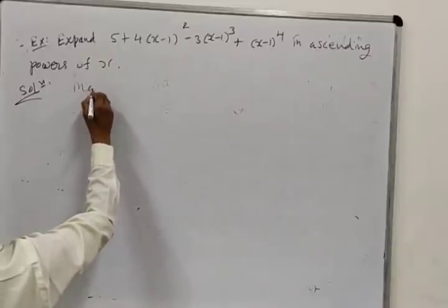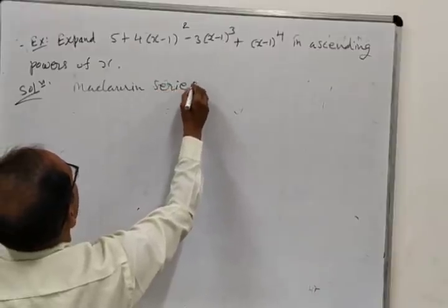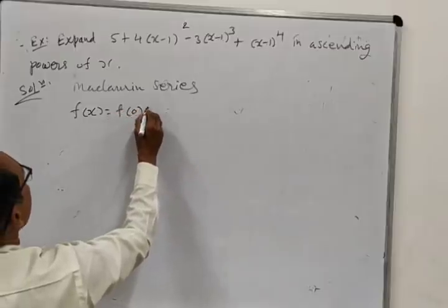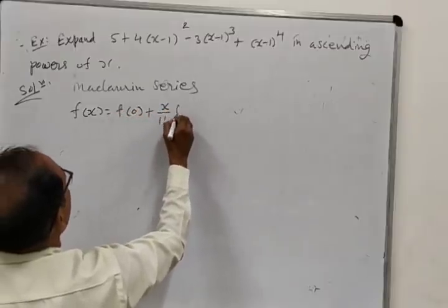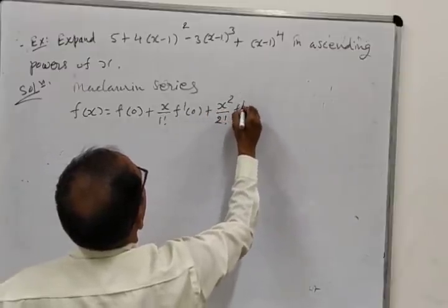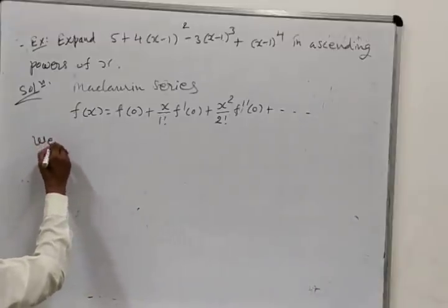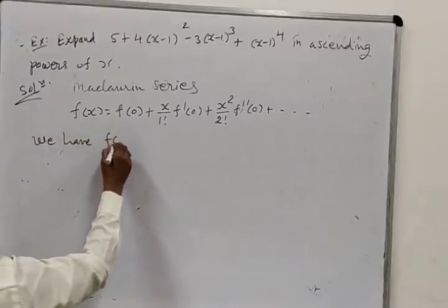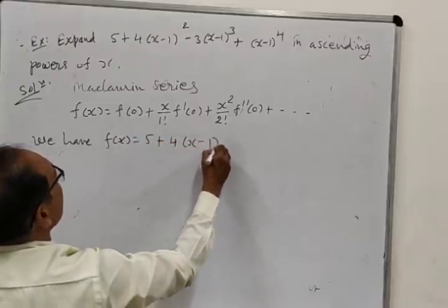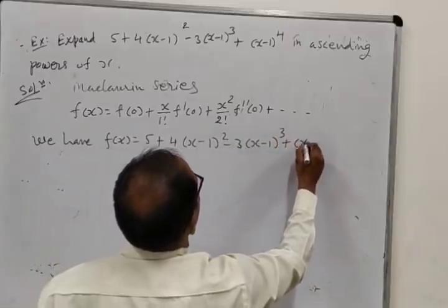So the Maclaurin series is given by f of x equal to f of 0 plus x upon 1 factorial f dash 0 plus x square upon 2 factorial f double dash 0 plus dot dot dot. Okay, and what do we have? We have f of x equal to the given expression. This is 1 mark here, because from the question we can get 1 mark directly, nothing new to add from our side.